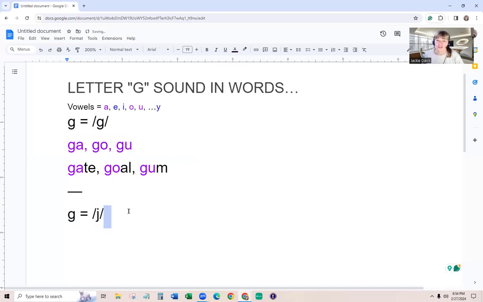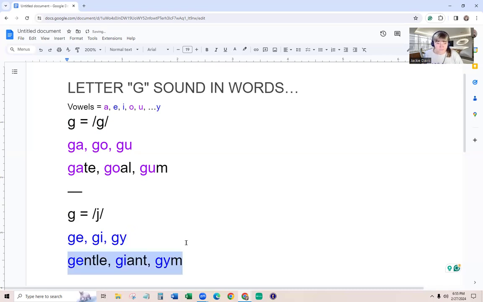Then we have the J sound, which I personally think is the hard G sound. I'm pretty sure I saw something where it flip-flopped. So the G makes a J sound, like a J, and it goes with the letters E, I, and Y. So I have them color-coded. With that being said, I give them the sample words: gentle, giant, and gym. Gentle giant went to the gym and locked the gate. Just kidding. And chewed some gum later.